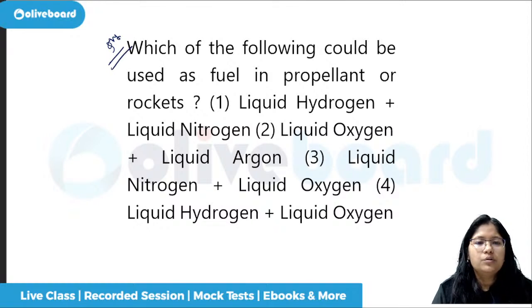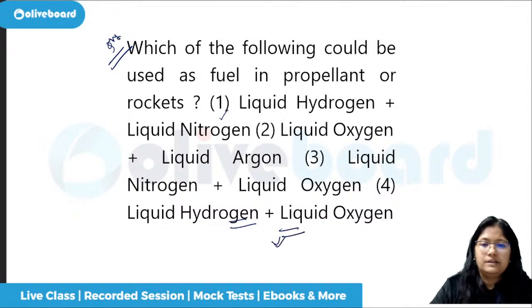Which of the following could be used as fuel in propellant or rockets? Can we use liquid hydrogen only, or liquid hydrogen plus liquid nitrogen, liquid oxygen plus liquid argon, liquid nitrogen plus liquid oxygen, or liquid hydrogen plus liquid oxygen? The answer here is liquid hydrogen plus liquid oxygen. So D is the correct answer.